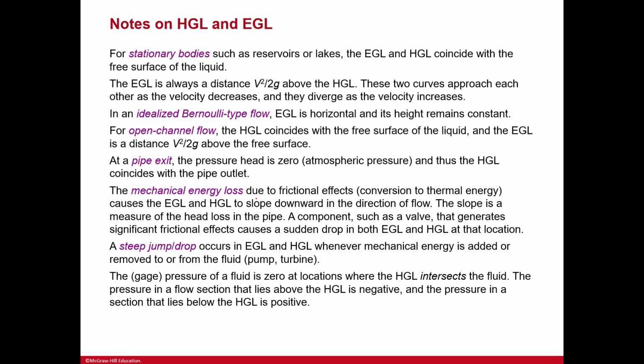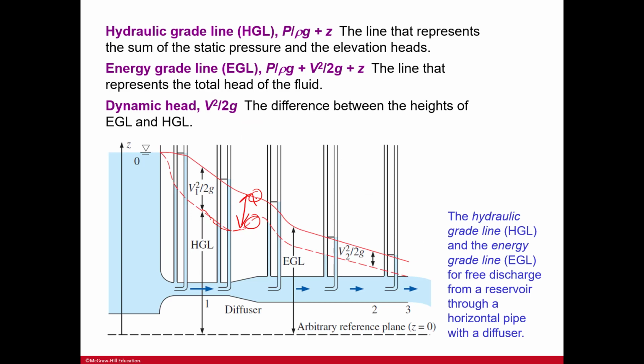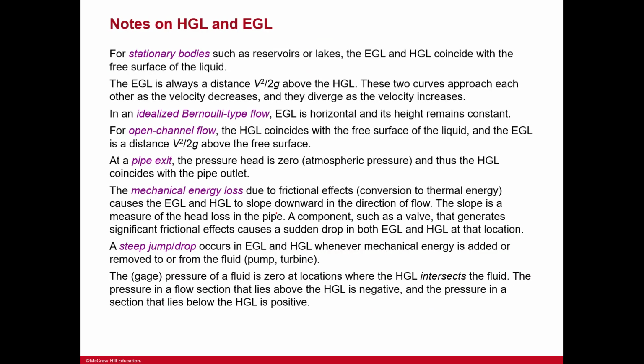So for stationary bodies such as reservoirs or lakes, the EGL and HGL coincide with the free surface of the liquid. You can see this is varying elevations, but here in a stationary body, it's going to coincide with the free surface of the liquid. EGL is always a distance above HGL, and the two curves approach each other as the velocity decreases, and they diverge as the velocity increases.